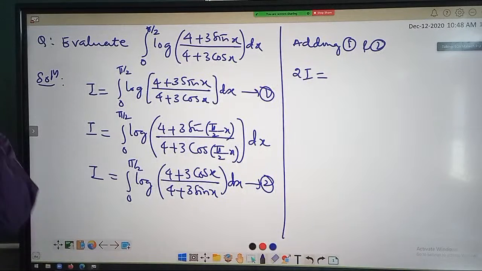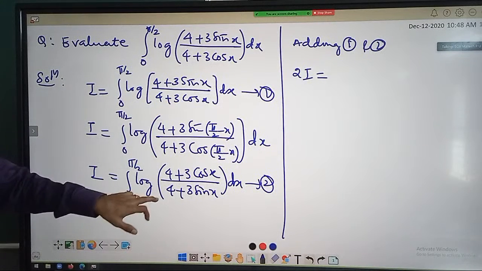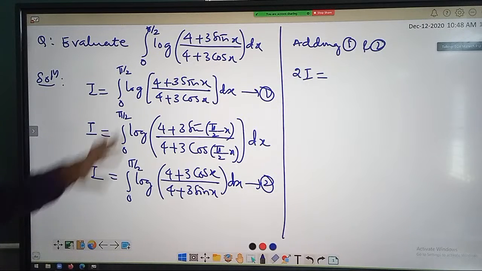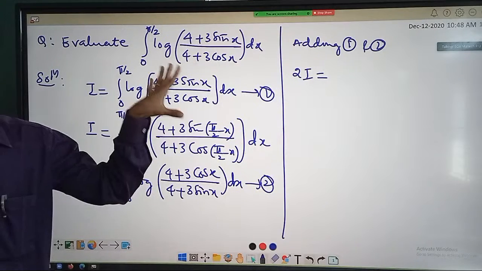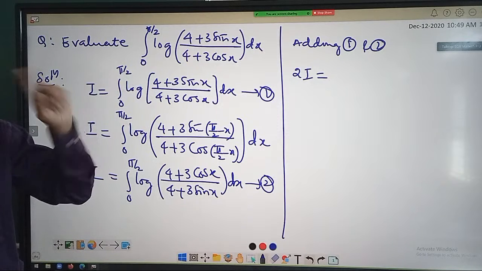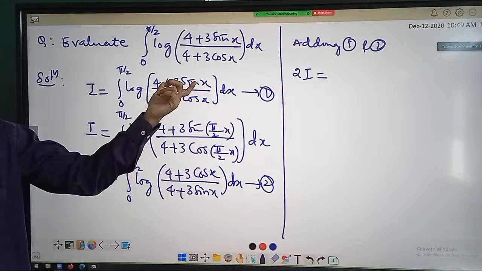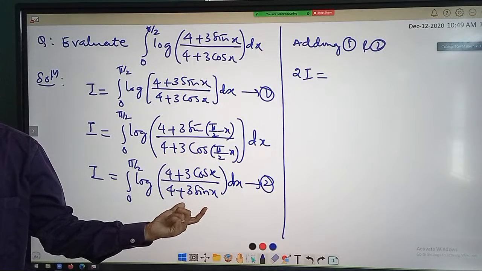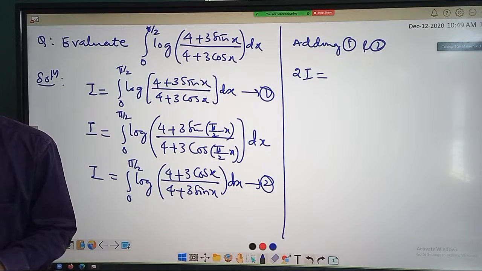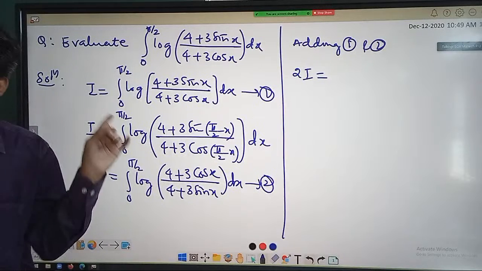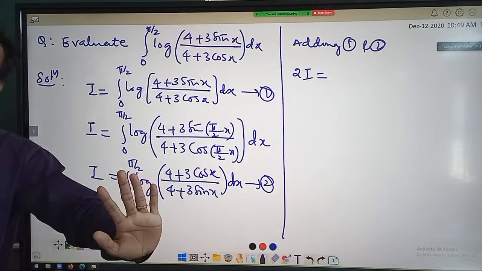Integral 0 to pi by 2 of log of ... first one and this one we have to add it. One benefit here is that log a plus log b you can write as log ab. By the time you write log ab, the numerator 4 plus 3 sin x is in the denominator as well, reciprocal, so they cancel. You get log 1. Log 1 is 0. Integration of 0 is a constant, but in a definite integral, 0 is 0.